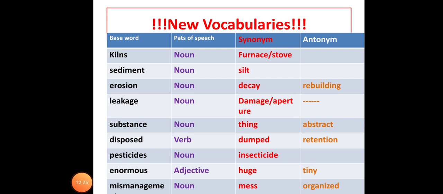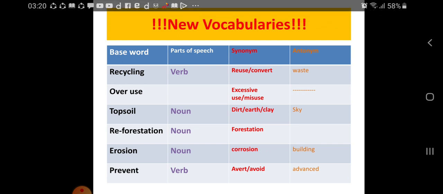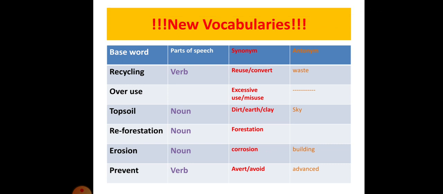And next one is mismanagement. Yeah, you can see the word is mismanagement. Sorry, the T is not here, mismanagement. Okay, and another new vocabulary is recycling, it means reuse, and the antonym is waste. All this has been used in the text, and I'm going to read out the next page. Then you will notice the words. So you just pick the word and write it in your copies, it will help you in future.